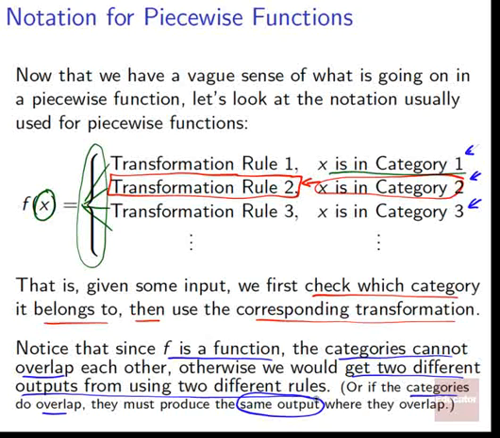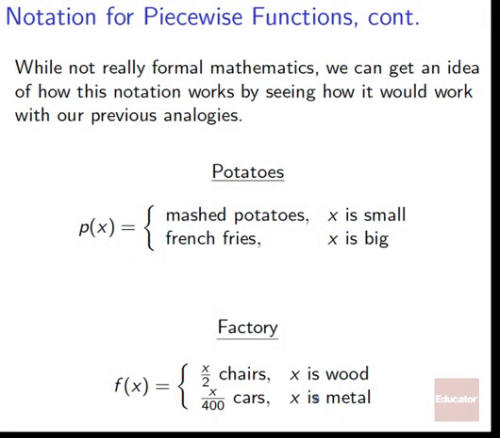All right, let's start looking at some examples to help us get a sense of how to use this notation. This isn't really formal mathematics, but we can get an idea of how this notation works by seeing how it would work on those previous analogies. So first off, our potatoes analogy. How does our potato function work on input? If we plug in x, the first thing we do is see, is x small? If x is small, then we turn it into mashed potatoes. If x is big, then we turn it into French fries. So we plug in our potato x, and then we see which category x belongs to.